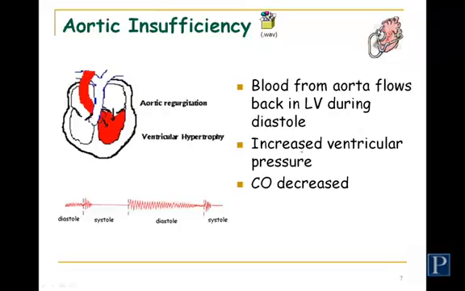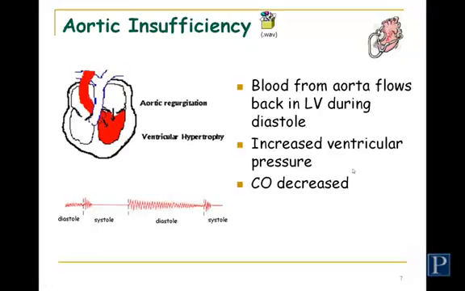You'll notice it can also be associated with increased ventricular pressure. Over time, because of increased amounts of blood in that ventricle, pressures may increase. So be careful: if I give you data and say left ventricular pressure is 180 millimeters of mercury, which is higher than normal because it's usually about 120, don't automatically think it's aortic stenosis, because over time you can get increased ventricular pressure with aortic insufficiency.